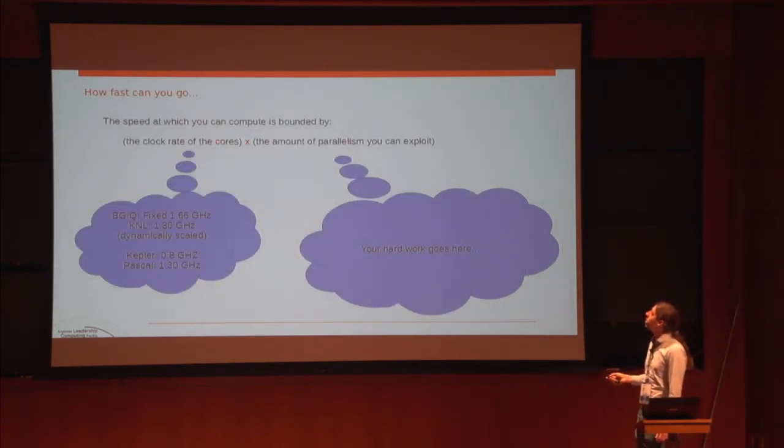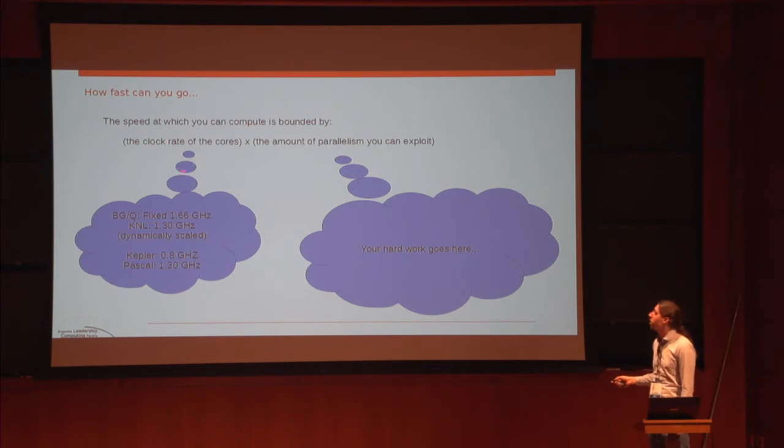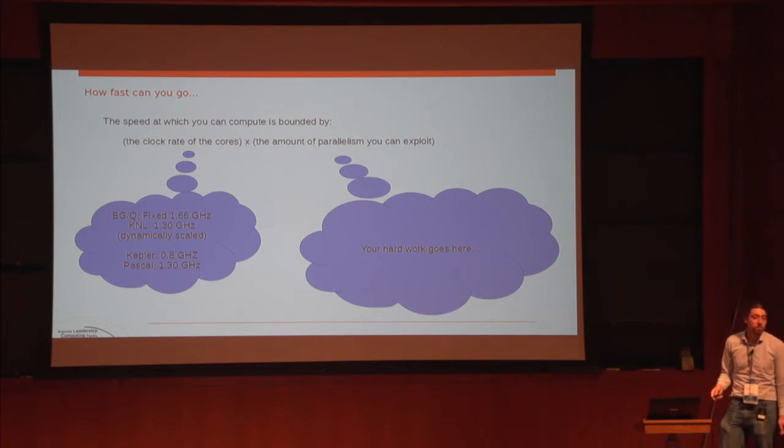And so the speed at which you can compute is essentially bounded by the amount of parallelism you can exploit, from the previous slide, times the base clock rate. And the base clock rate on modern architectures has settled out to a little less than 1.5 gigahertz, and we don't see that changing significantly in the near future.